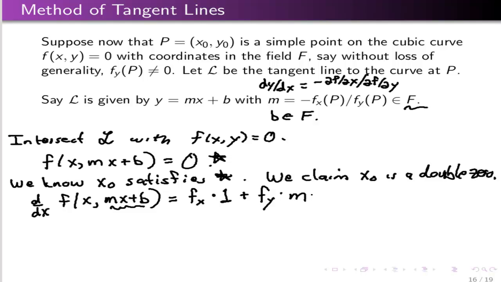Okay, and what's this going to equal? Well, m is minus partial f of x over partial f of y. So that's minus fx over fy, and all of these are being evaluated at the point P, and we can just cancel this out, and we get fx minus fx, we get 0. Therefore, x0 is a double zero, and so once again, we can apply the lemma and say the third point of intersection, or the third zero of this cubic polynomial, has coordinates in our given field F.